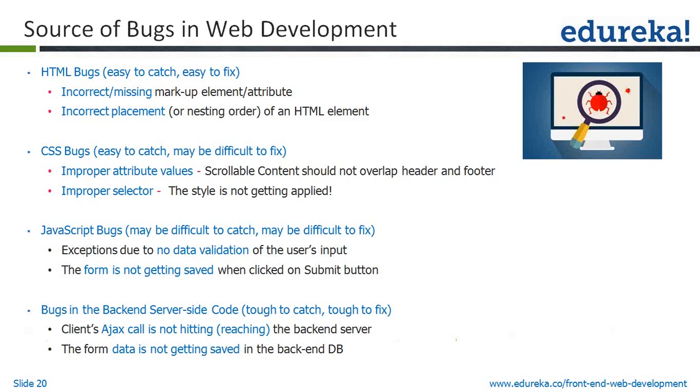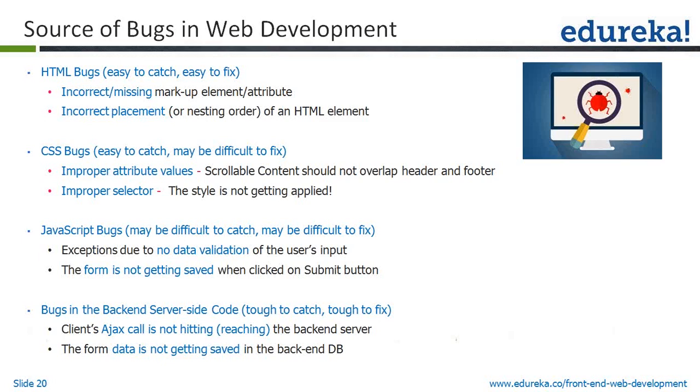And if you give incorrect values, for example in a scrollable content, when you scroll it to the top or the bottom, some of the content will be overlapping with the footer or header, depending upon where you are. That is not expected. Obviously, the user would like to see the content fully. So that could also be because of an improper value on the CSS attribute.